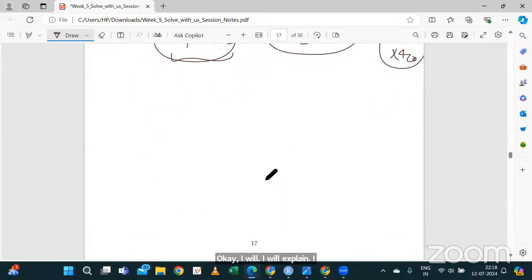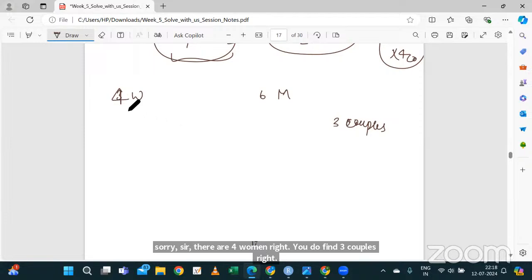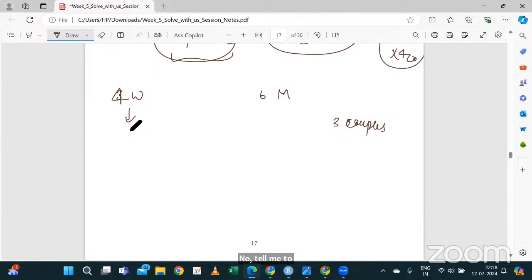Okay, I will explain. There are 4 women and 6 men, and we have to find 3 couples, right? To know the 3 couples, we need to know 3 women. Let's say there are 4 women, W1, W2, W3, W4. In how many ways can you select 3 women? 4 into 3 into 2.